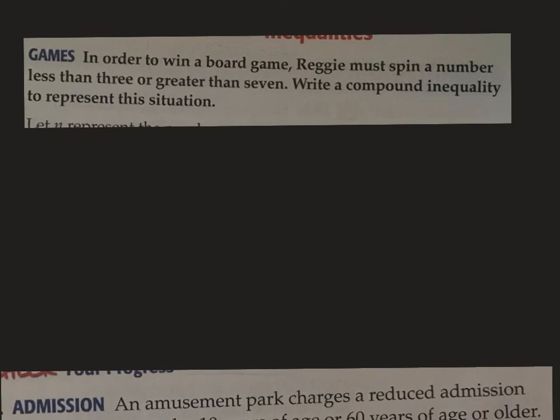All right, the last part of this lesson is being able to look at words and to write a compound inequality from it. So let's read this one. It says, in order to win a board game, Reggie must spin a number less than 3 or greater than 7. Oh, look, there's one of our words, or. Write a compound inequality to represent the situation. So he has to spin a number less than 3, or he has to spin that same thing, so it's the same variable, x, greater than 7.